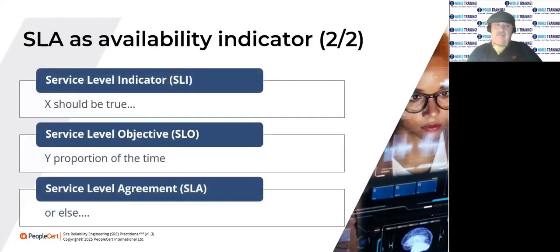Again, just a summary differentiating SLOs, SLIs, and SLAs. An SLI, a service level indicator, is what should be true. It's the data that would indicate whether or not something is correct, and whether or not it's satisfying an SLO. Whereas the SLO gives you an idea of what portion of the time something needs to be correct, and the SLA is kind of an 'or else.' In other words, it is a contractual requirement, and all of these SLIs and SLOs are in service, in support of, the SLAs.